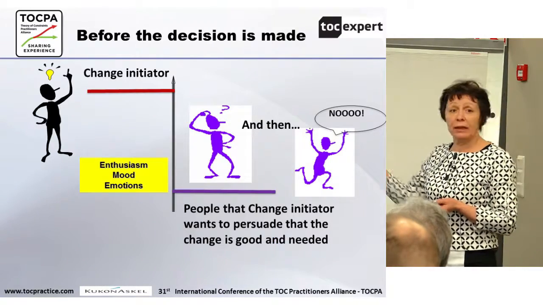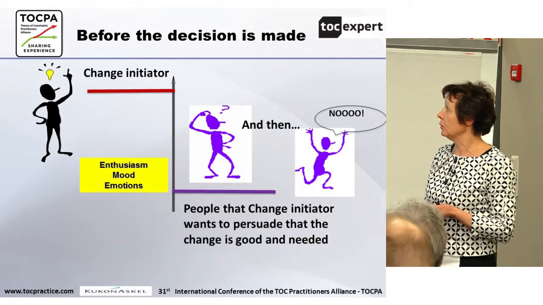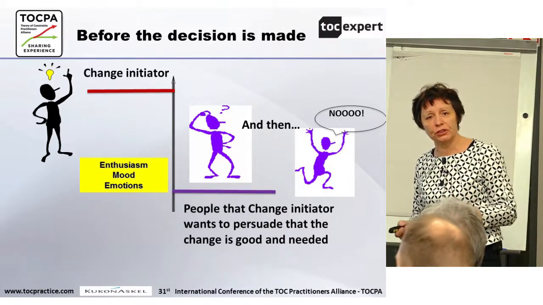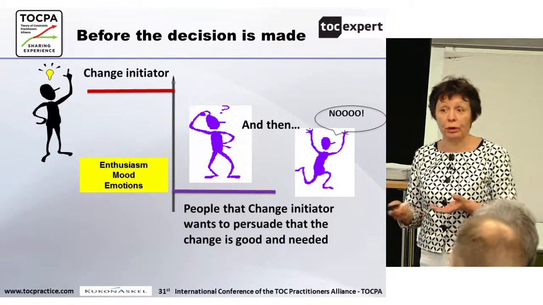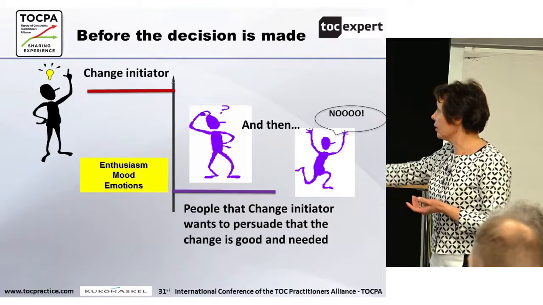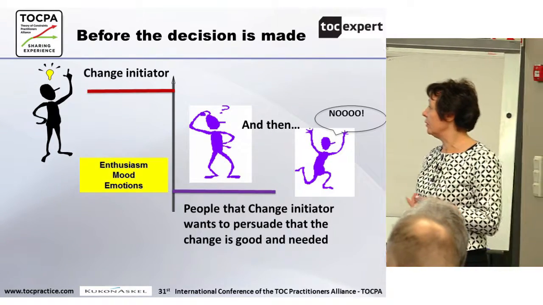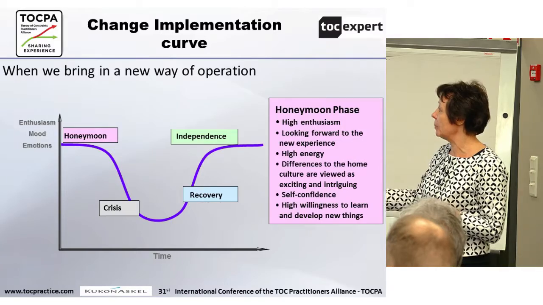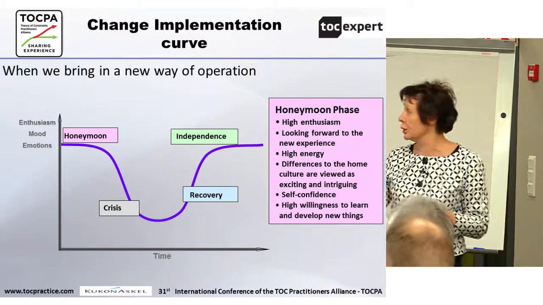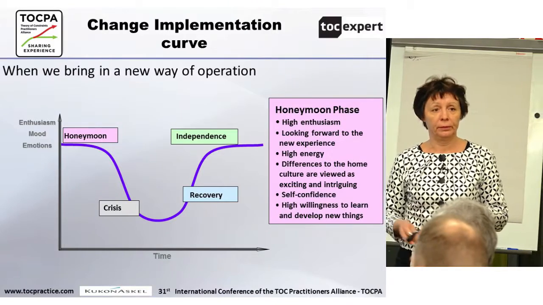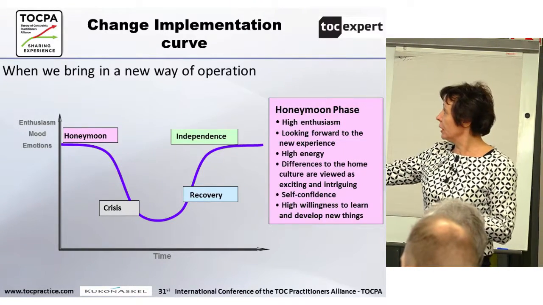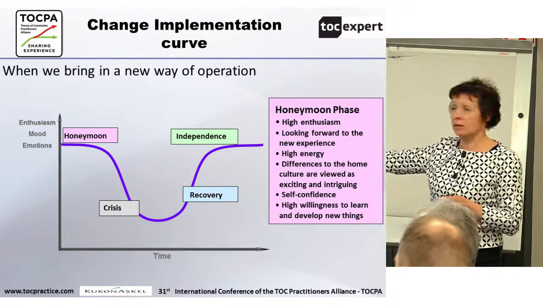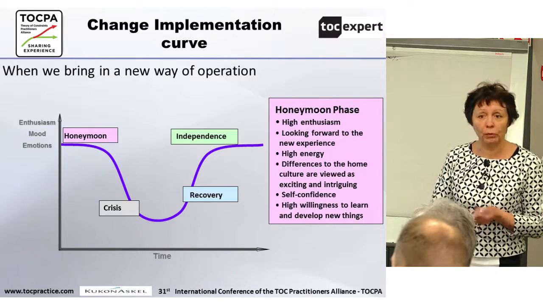So before the decision is made, generally, this is a picture that we see. A change initiator, his level of enthusiasm, mood, and emotions about the suggested change is very high. Otherwise, he wouldn't be offering that, right? Now there are the people the change initiator wants to persuade that the change is good and needed. And quite often what is happening, there will be a gap. Their mood and enthusiasm and emotions will be here. So they listen to us, they hear that, they think, and then this is resistance to change. They run away with no.